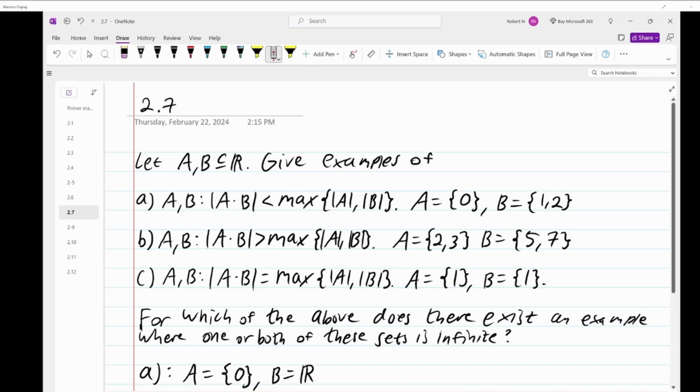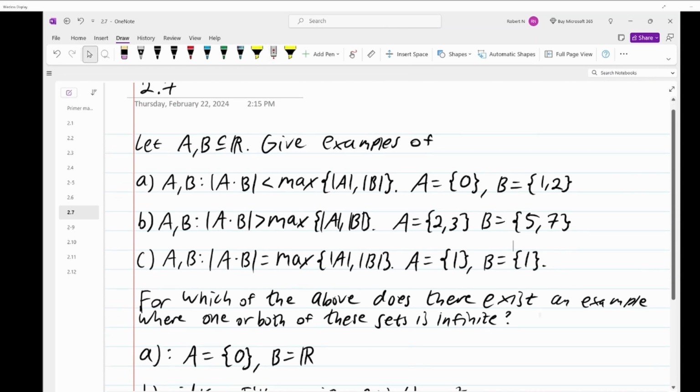sets is infinite? So for A, if we still have A equals {0} and B is the real numbers, for example, then the cardinality of A times B is still just going to be the cardinality of the singleton set containing only 0. And that's going to be less than the max of both of these cardinalities, because that number is going to be at least the cardinality of R, which we know is in fact bigger than 0 or bigger than 1.